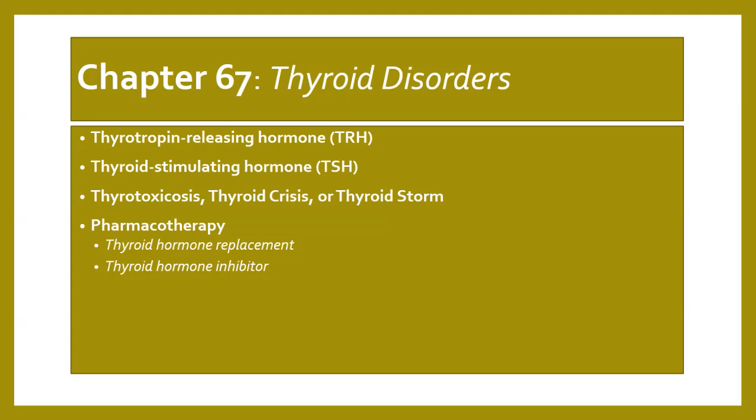When your thyroid hormones become low, the hypothalamus secretes thyrotropin releasing hormone, or TRH. When that is secreted, it can stimulate the anterior pituitary to secrete thyroid stimulating hormone, TSH. Then it stimulates the thyroid to produce T3 and T4.